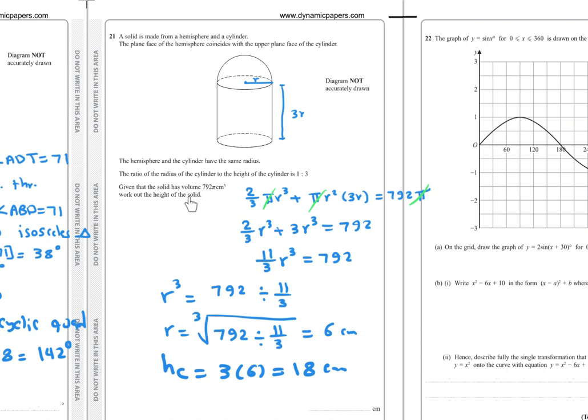Work out the height of the solid, so we need the height of the solid. The height of the solid equals the height of the cylinder, which is 3r, plus the height of the hemisphere, which is r. So 4r, so the height of the solid is 4r, so 4 multiplied by 6 equals 24 centimeters.